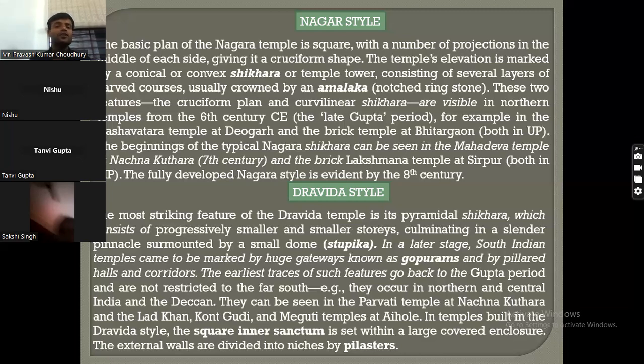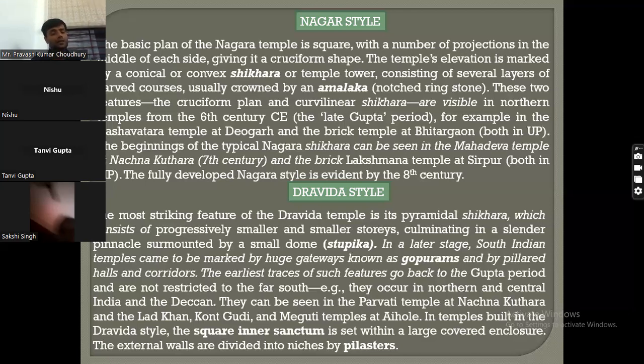And within that, we come across several layers of carved courses, usually crowned by an amalak. On the top of the shikhar, the top notch is called an amalak, which is a kind of ring stone placed on the top of the shikhar. That particular portion is called the amalak. These two features, the cruciform plan and curvilinear shikhar, are visible only in North Indian temple architecture started from the 6th century CE onward. So this is the basic feature with which we distinguish the Nagar style from the Dravidian style of temple architecture.